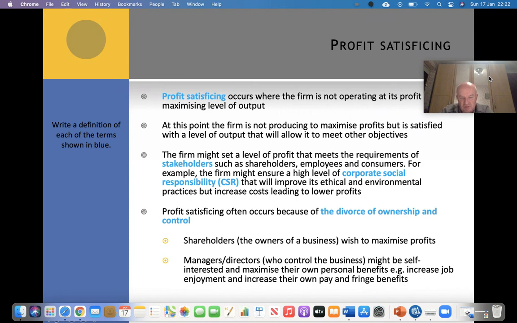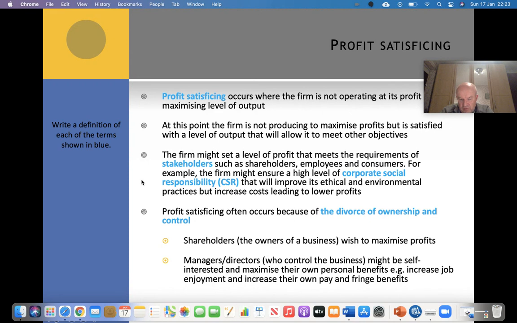It could be down to profit levels being set for stakeholders such as shareholders, employees, and consumers. There might be other reasons behind why a business might choose not to necessarily profit maximise. They might choose to use some of that profit to help ethical or improve environmental practices.